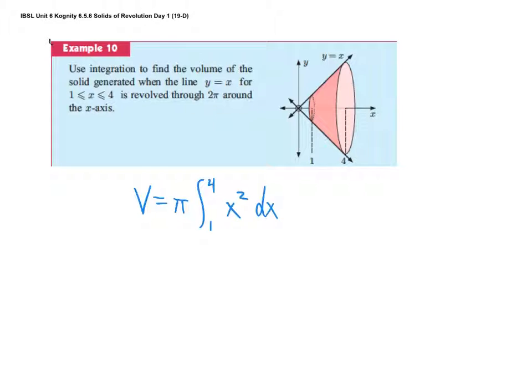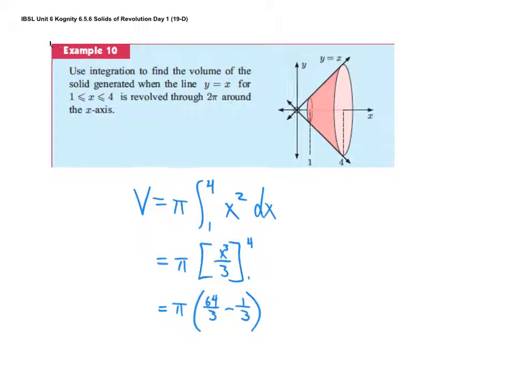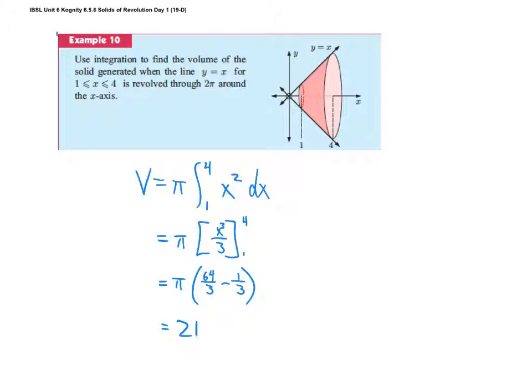So we're doing our function, we're squaring it. So we get pi times x cubed over 3 evaluated from 1 to 4. So don't lose your pi along the way, but we have 64 thirds minus 1/3, which is 63 thirds, which happens to be 21. So this is 21 pi cubic units, because it's volume. And that's all there is to it. It's actually a pretty simple formula to use.